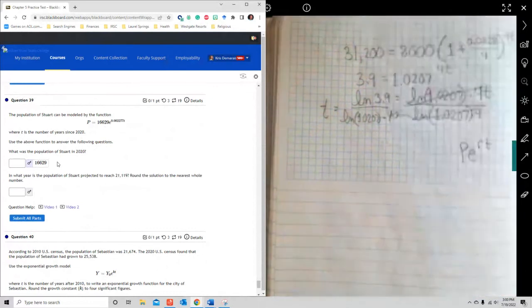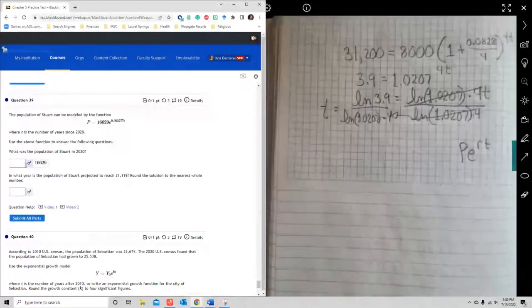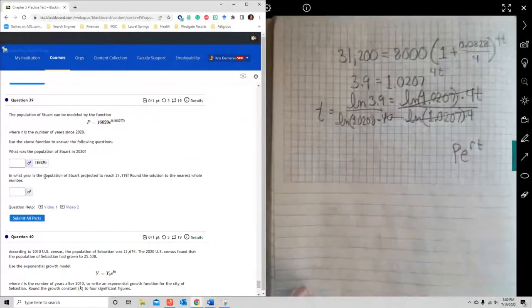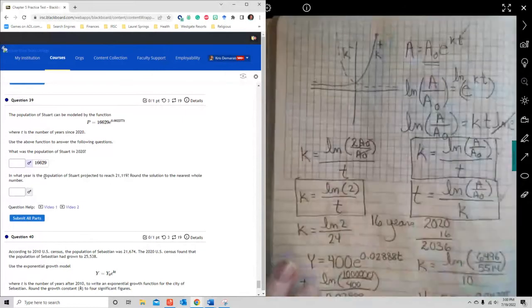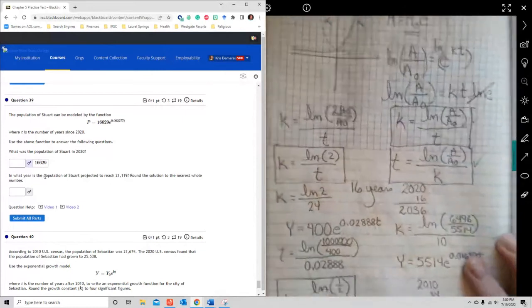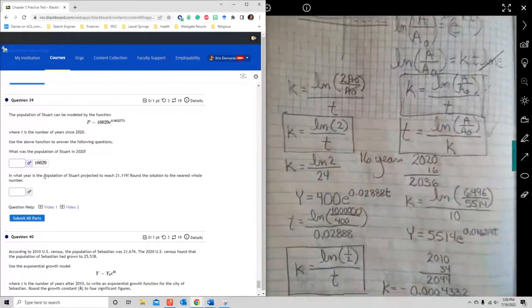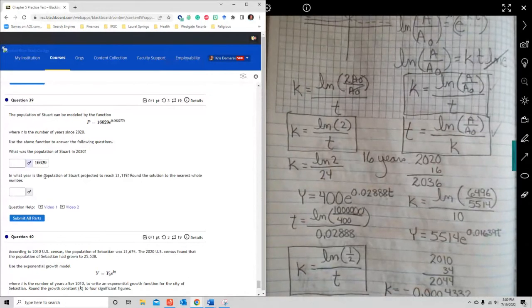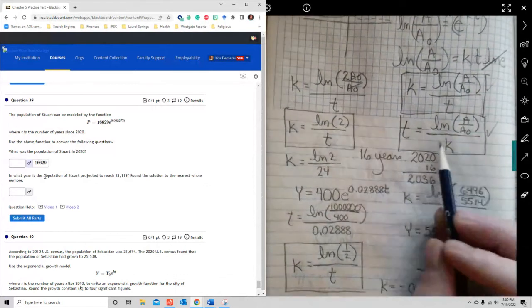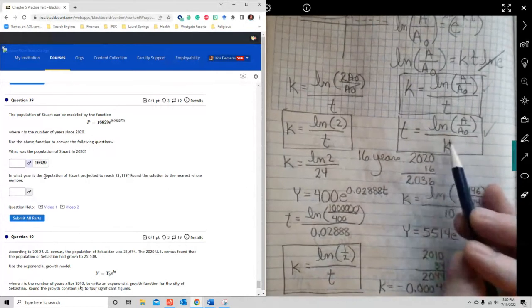Now, I went ahead and instructed you on the possibilities of using your formulas, and I'm going to cheat a little bit and go back to the notes that I gave you on this. Now it says, in what year is the population of Stewart projected to reach 21,119? Now it says what year? That would be this formula right here.